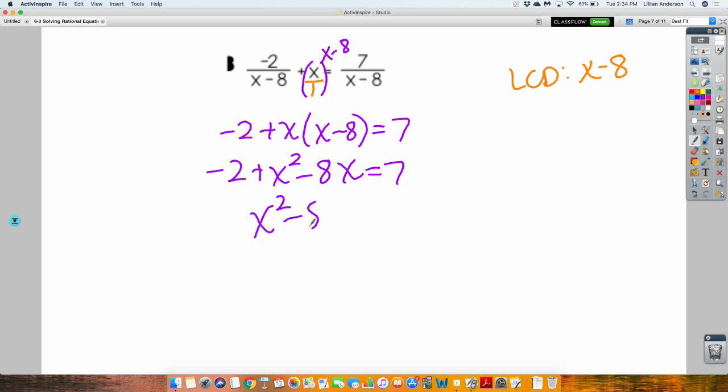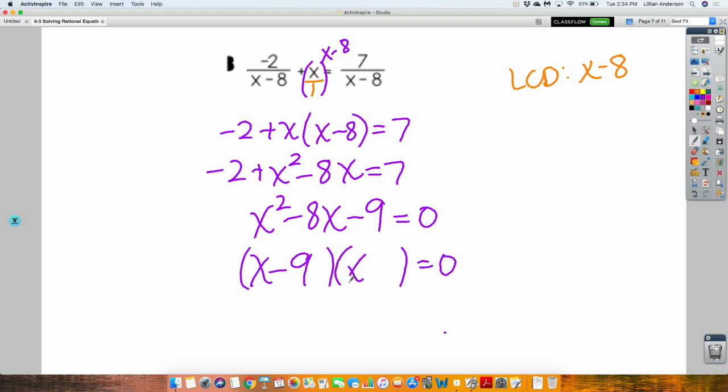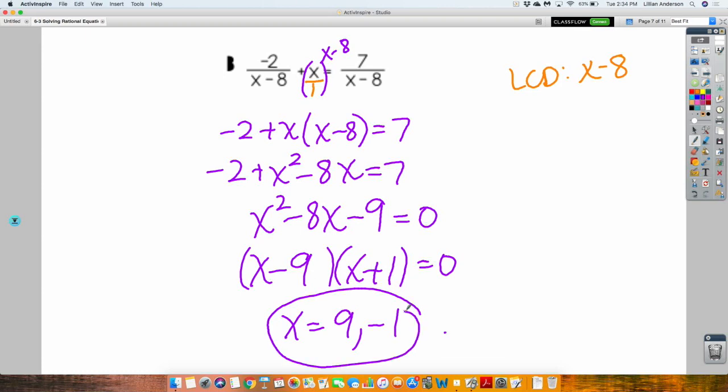Looks like I got another quadratic, yes? X squared minus 8x equals negative 9, or minus 9 equals 0. How does this factor? X minus 9, x plus 1. So my two solutions are 9 and negative 1. They both work? Yes, they do. None of them make my denominator 0. And like I said, this is algebra 2. We ain't going to give you nothing that's super crazy. It's going to work if the denominator is defined.